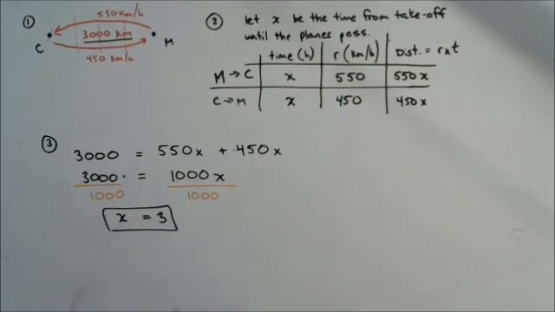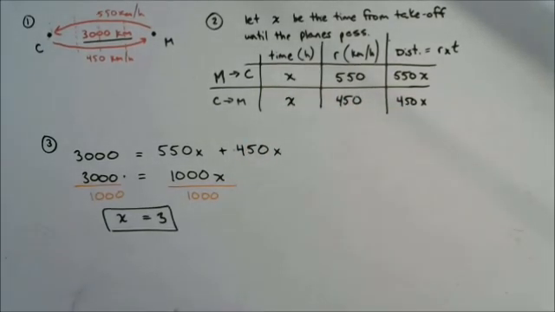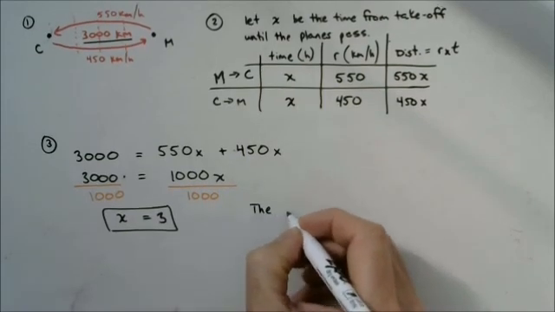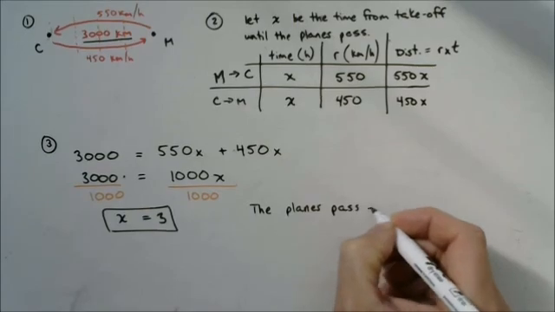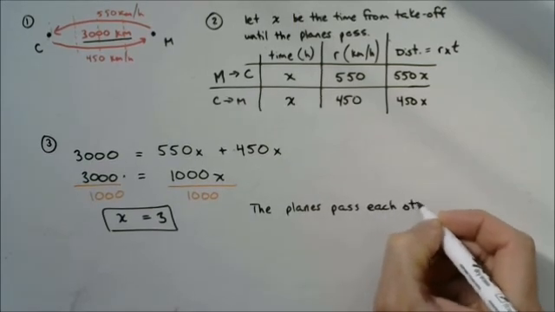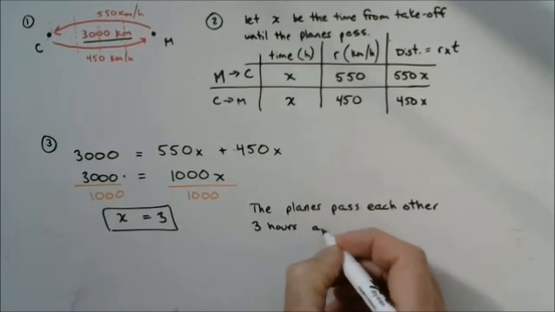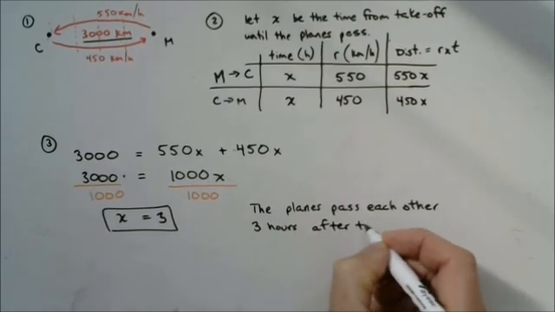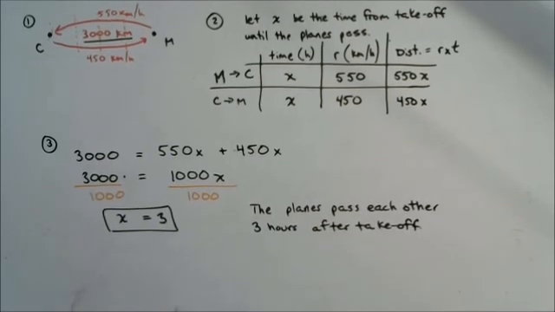So let's look back at what x was. X is the time from takeoff till they pass. The question is asking us how long after takeoff till they pass. So we have the right solution here. The planes pass each other 3 hours after takeoff. And there you have it.